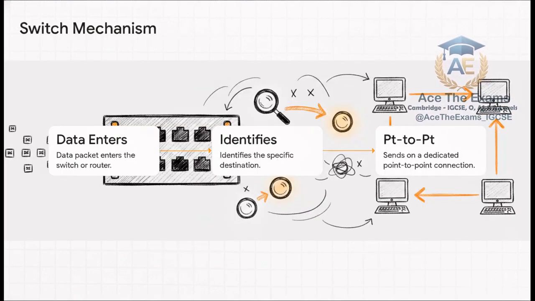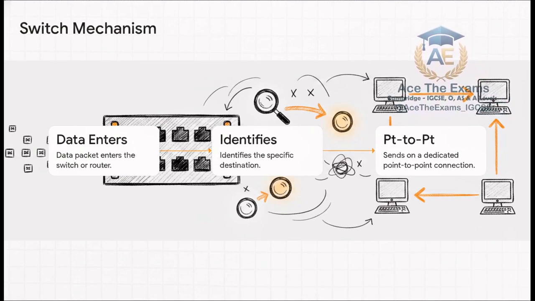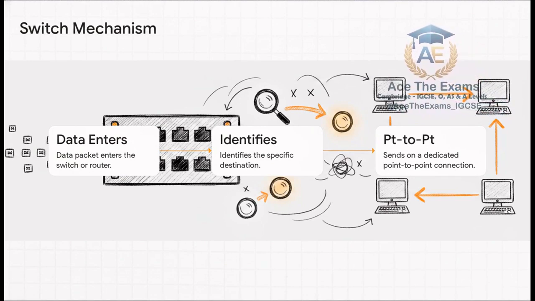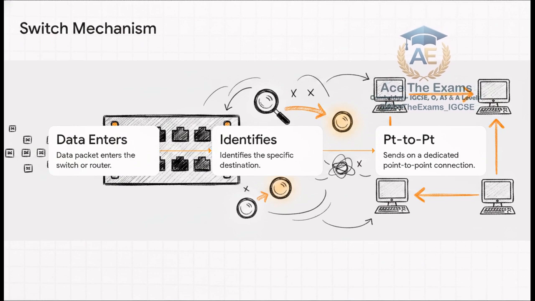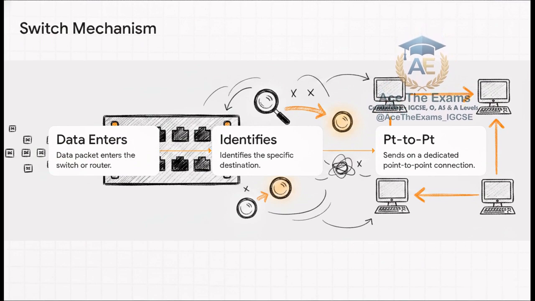So, to solve these massive issues, we bring in switches and routers. These devices are much smarter. They operate on a point-to-point network model. When a packet of data enters a switch or a router, it doesn't just blindly copy and shout it out. Instead, the device actually identifies the specific destination.